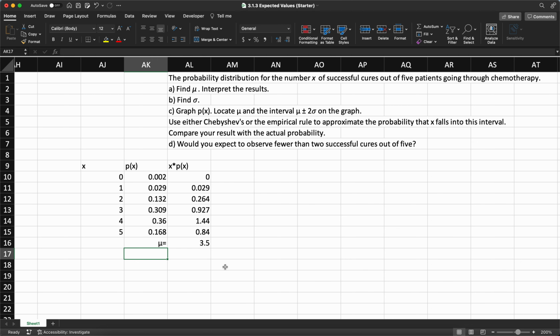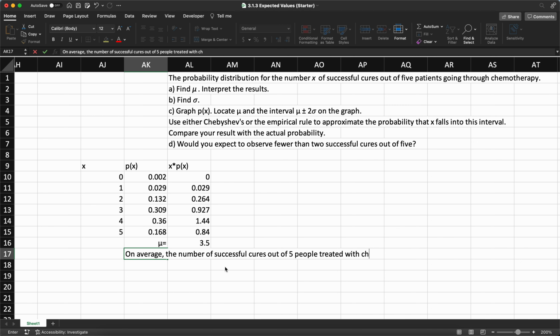So what does this mean? Because it does say interpret the results. What this is saying is that on average, the number of successful cures out of 5 people treated with chemotherapy is 3.5. But we know that 3.5 out of 5 is the same thing as 7 out of 10. So what this is really saying is that 70% of patients that undergo this treatment are cured.